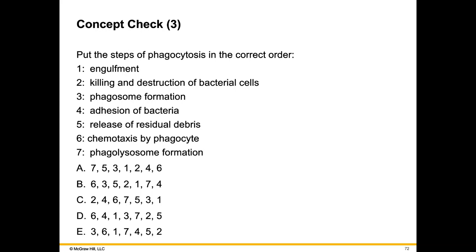Here's another concept check question that you can utilize as practice to see how you feel as we move through this chapter, and as practice for a potential test exam question.